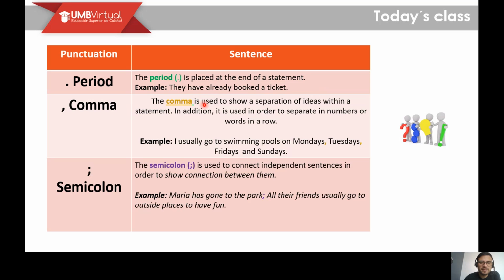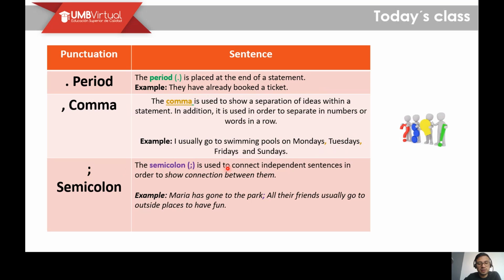We use the comma to show a separation of ideas within a statement. In English, it's very common to use periods instead of commas, but as long as the ideas are short and related to the same structure, you use commas to separate them. For example: I usually go swimming or to swimming pools on Mondays, Tuesdays, Fridays, and Sundays. And you finish with a period, because we're not adding more ideas to this statement.